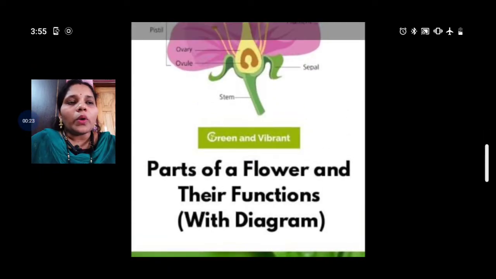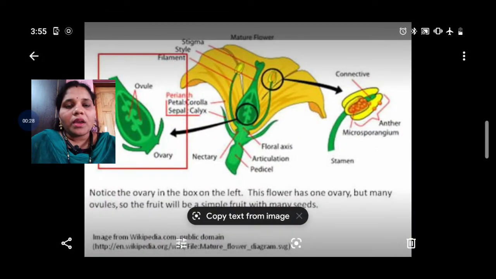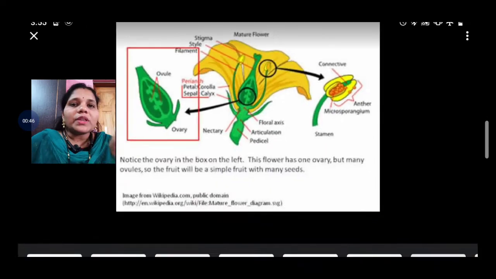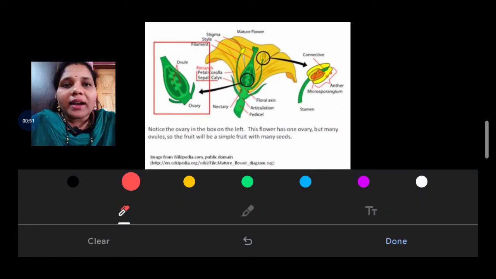Before knowing about the placentation, we have to know what is ovule. In my last video, I told you that after fertilization, the ovules develop into a seed and the ovaries develop into a fruit. That means the ovules are the undeveloped seed. So again comes the same question, what is ovule? The ovules are the undeveloped seed which is attached inside the ovary wall.